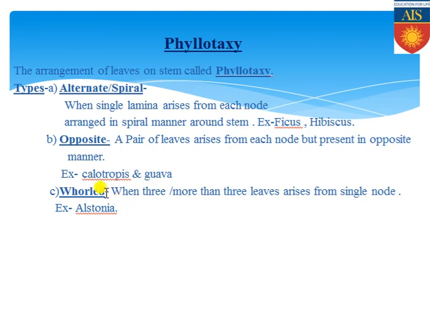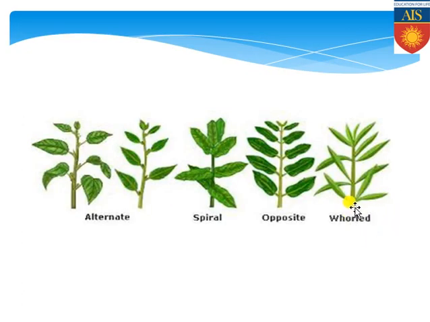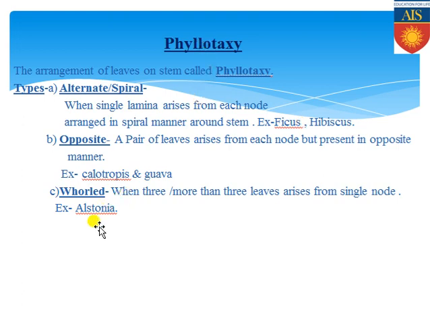If you see whorled, that means three or more than three leaves are arising from a single node. So that will be called whorled. You can see here from a single node three leaves are arising. In some plants you can see more than three leaves arising. So this kind of arrangement is commonly known as whorled type of phyllotaxy or whorled arrangement. Okay, so I think the definitions are very much clear, and whorled phyllotaxy is commonly found in Alstonia. So these are the examples also.